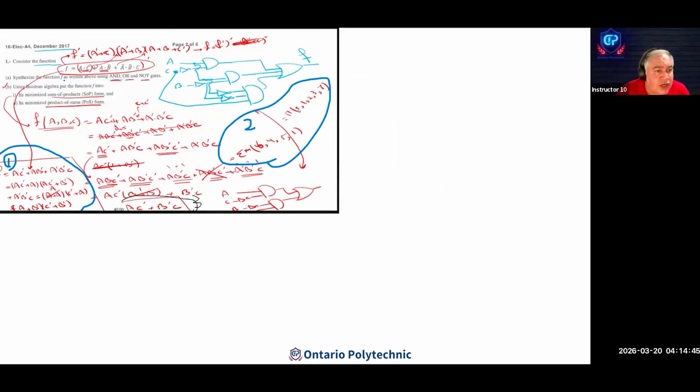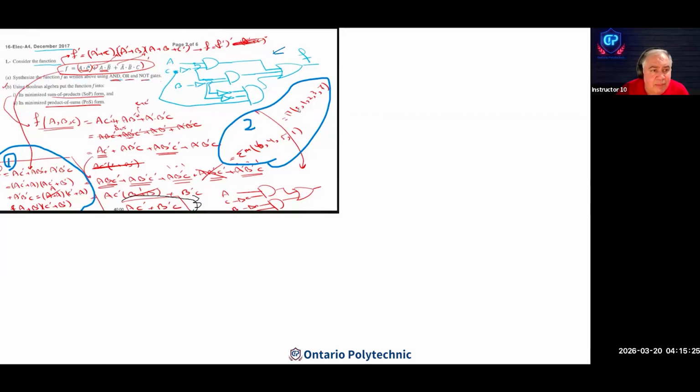For this, synthesize the function f as written above using AND, OR, NOT gates. It's very easy for part A. Part A: the function is given as A C prime plus A B prime plus A prime B prime C. It means that the function f is written above using only AND, OR, NOT gates. What is the problem now?